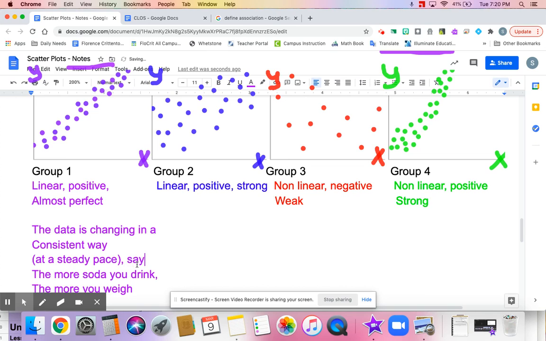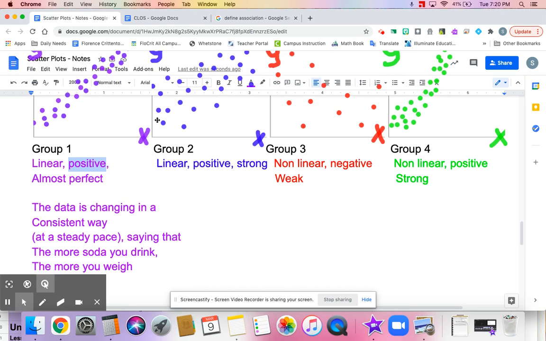And then it's saying that the more soda you drink, the more you weigh. So that's the positive piece. The fact that more soda equals more weight. It's going up and up. And the last thing to talk about is the fact that it's almost a perfect correlation. Because it's so strong, what it's basically trying to say is this is very, very, very true, because so much of the data is following that pattern. So because it's almost perfect, you would say it's a very true fact.